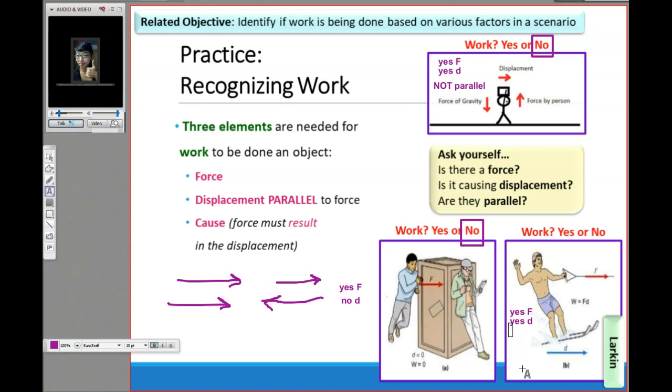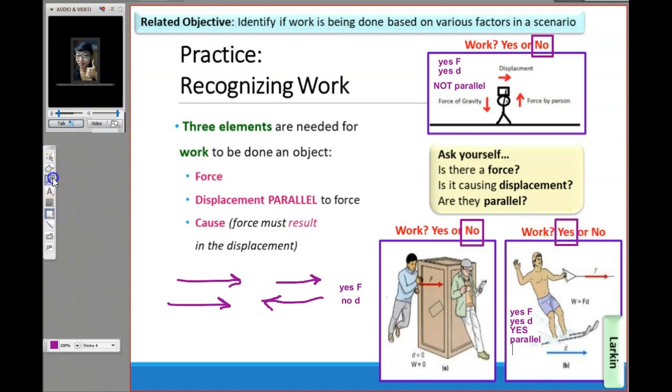And those two things, are they parallel or perpendicular? Tell me in the chat box, are they parallel or perpendicular? Perfect. Yes, they are parallel. So yes, being parallel, and therefore is there work done? Yes or no? Yes, this one does actually have work being done.